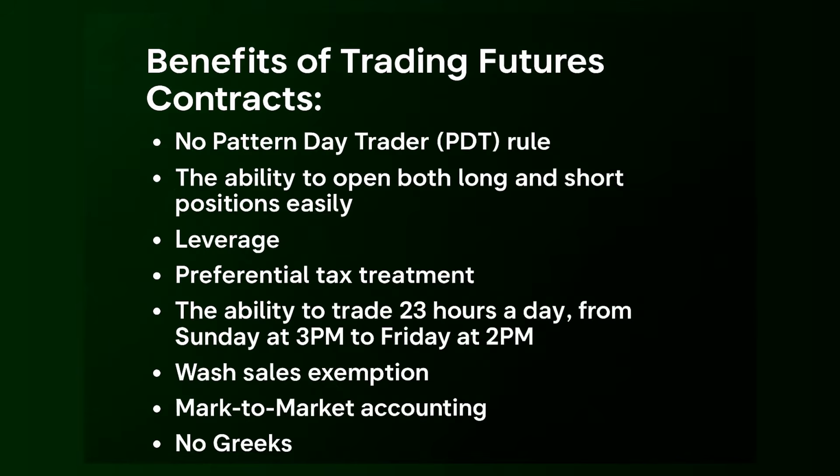The pattern day trader rule states that if you make 4 or more day trades within a 5-day period and your account is under $25,000, you'll be flagged as a pattern day trader and your account can be restricted from further trading unless you deposit more capital. That rule does not apply to futures contracts.